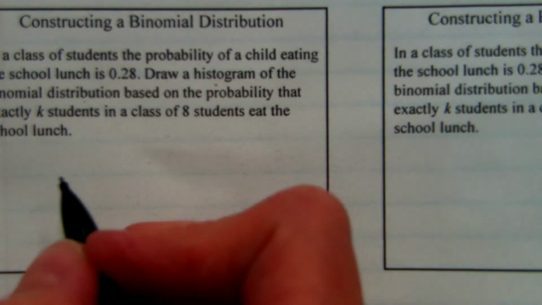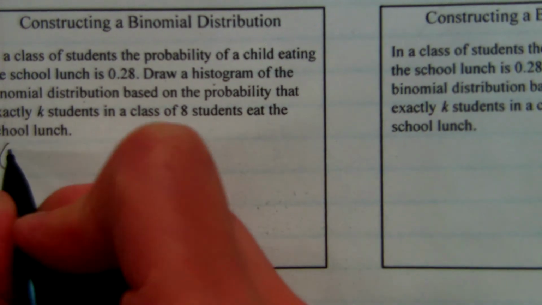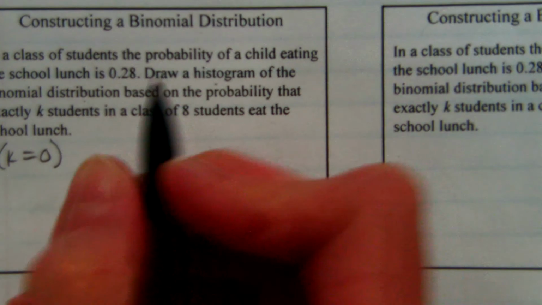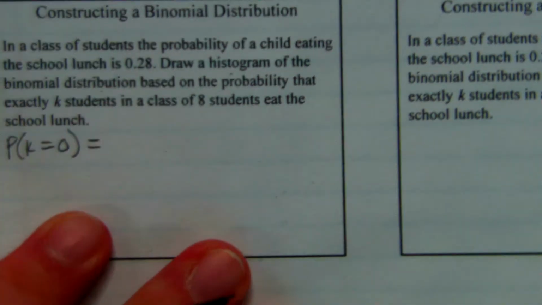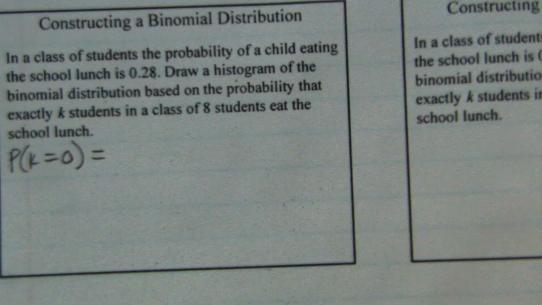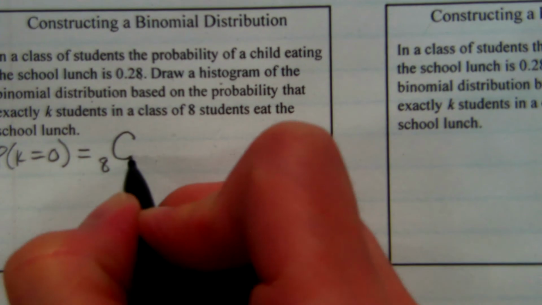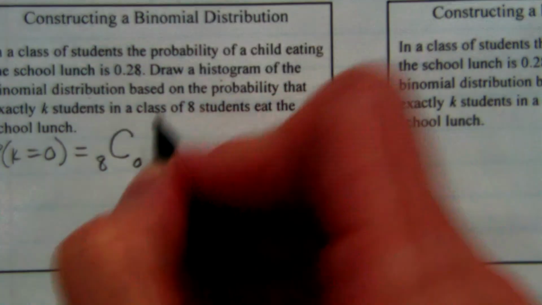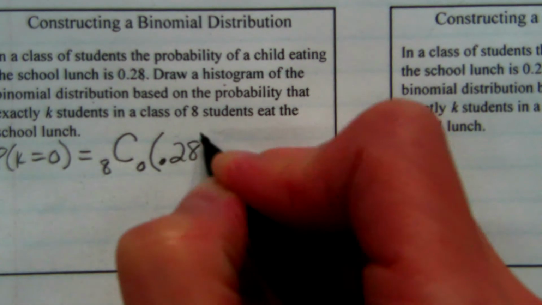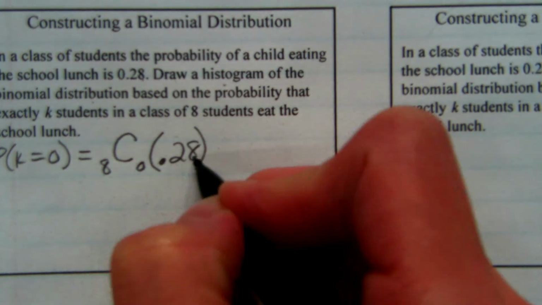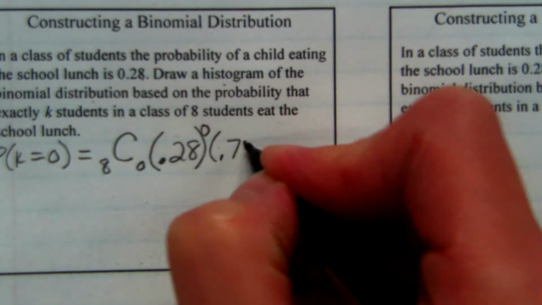So we're going to start off with 0 students. So it's the probability that the number of students eating is 0. If normally an average of 28% eat, and we have 8 students in the class, we're going to do a combination, 8 choose 0 eating. And then the chance that they are eating is 0.28 on a normal day, but we're seeing that 0 kids are actually eating that day, and then 0.72.